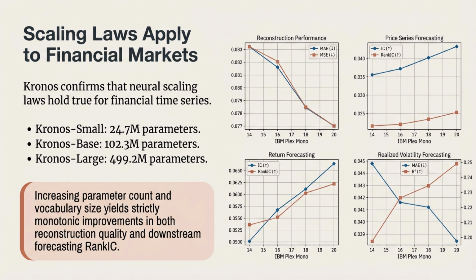An exciting discovery during our development was confirming that neural scaling laws hold true for financial time series. We tested 3 sizes: Kronos Small at 24.7 million parameters, Kronos Base at 102.3 million, and Kronos Large at 499.2 million parameters. We found that increasing the parameter count strictly yields monotonic improvements in both reconstruction quality and downstream forecasting accuracy.